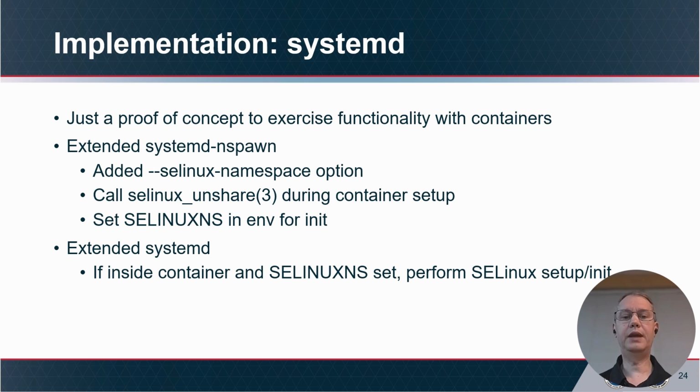First, we extended systemd-nspawn by adding a new option to it to specify that it should create a separate SELinux namespace for the container. In this case, it calls the libselinux convenience function during container setup to create a separate child namespace and unmount the old SELinux FS instance from it.